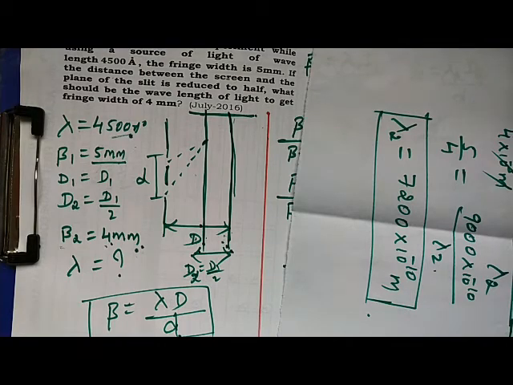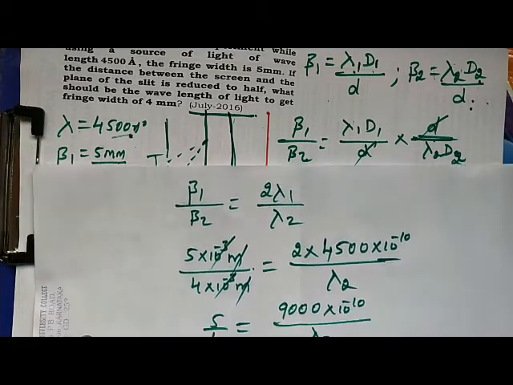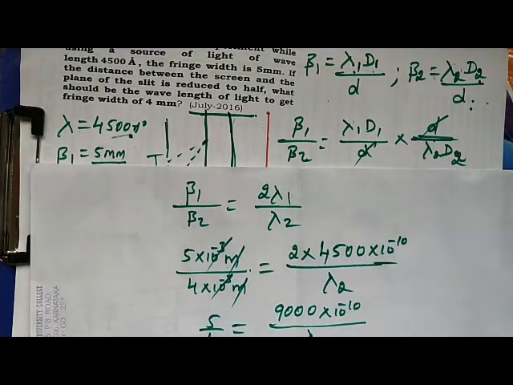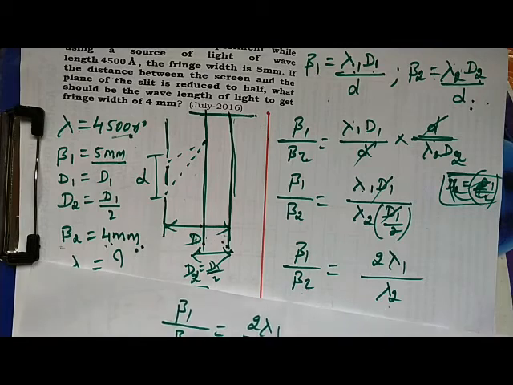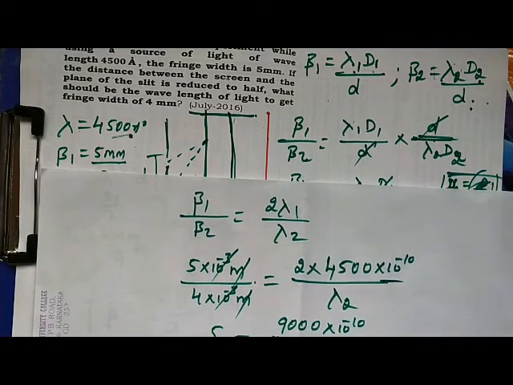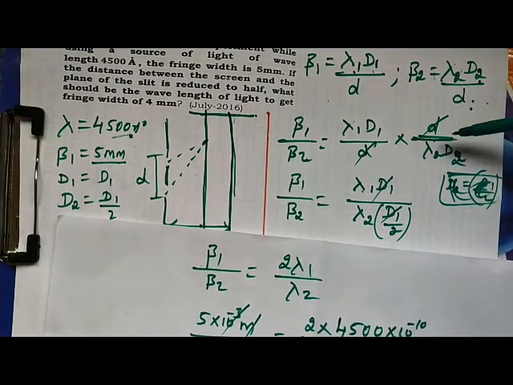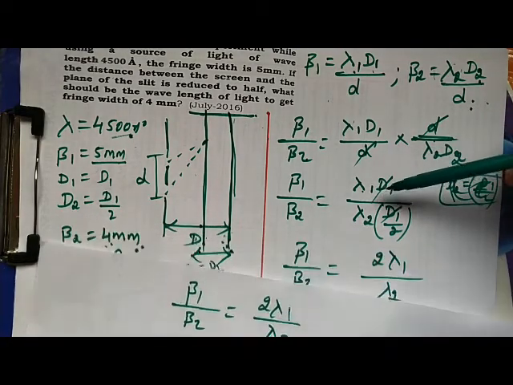So now, to calculate the wavelength of the light used, you express the beta 1 and beta 2 formulas in terms of the required formula, lambda d divided by D. From those two equations we take the ratio, so that the number of unknowns reduces. So remaining, we have this formula.